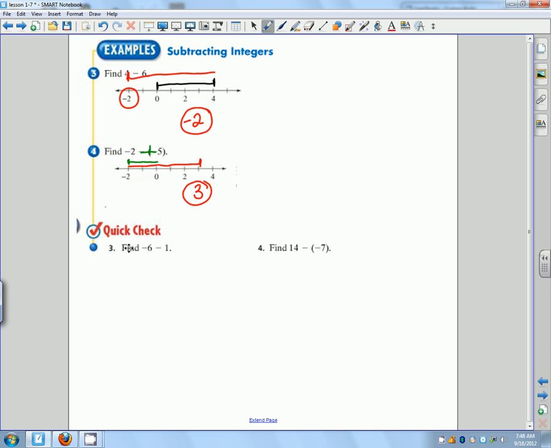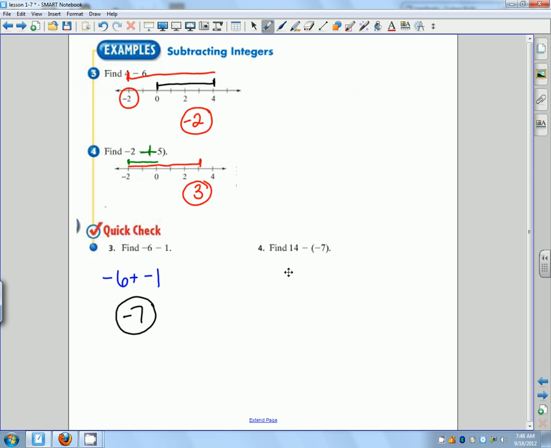So try number 3 and 4 in your notes, and then push pause if you need to. All right, negative 6 minus 1. So the way I like to do it is to write negative 6 plus negative 1. I changed it to a positive and then made it negative. So now I can see it's a negative plus a negative. So my answer is negative 7. You just add the two numbers together and keep the sign.